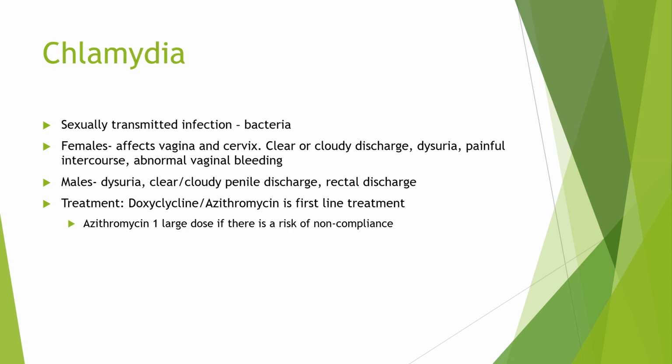Chlamydia. So this is a bacterial sexually transmitted infection. In females, it affects the vagina and cervix. They can have clear or cloudy discharge, dysuria, painful intercourse, and abnormal vaginal bleeding. Anytime a female reports discharge, we need to ask them what color that discharge is. Males, this will cause dysuria, clear or cloudy penile discharge, rectal discharge. Treatment's going to be doxycycline or azithromycin. Azithromycin could be given in 1 large dose if we're worried that the patient's going to be non-compliant with their doxycycline pack.